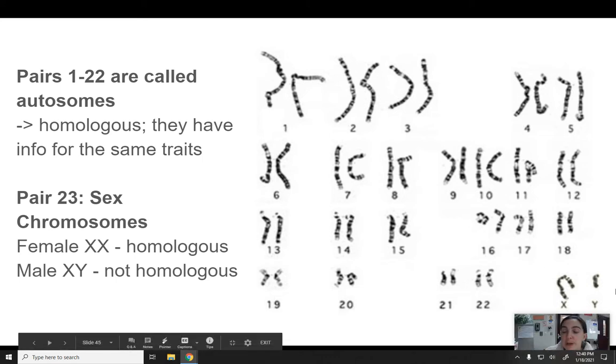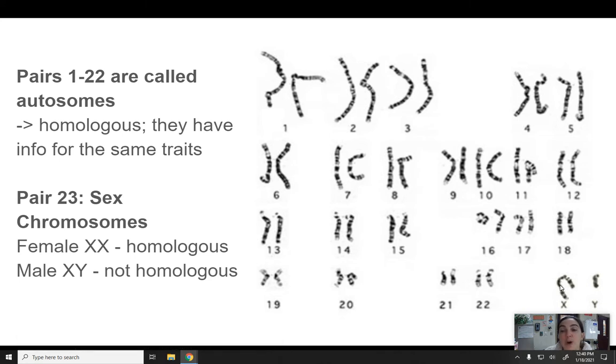The very last pair down here you can see are labeled X and Y in this one. Those are called the sex chromosomes, and those are what determine whether you are biologically female if you have two X chromosomes, or biologically male. That's this one that you see right here that has an X and a Y. We'll talk a little bit more about those as well. They're still pieces of DNA that have genes that code for certain traits. We'll come back and talk about those a little bit later.